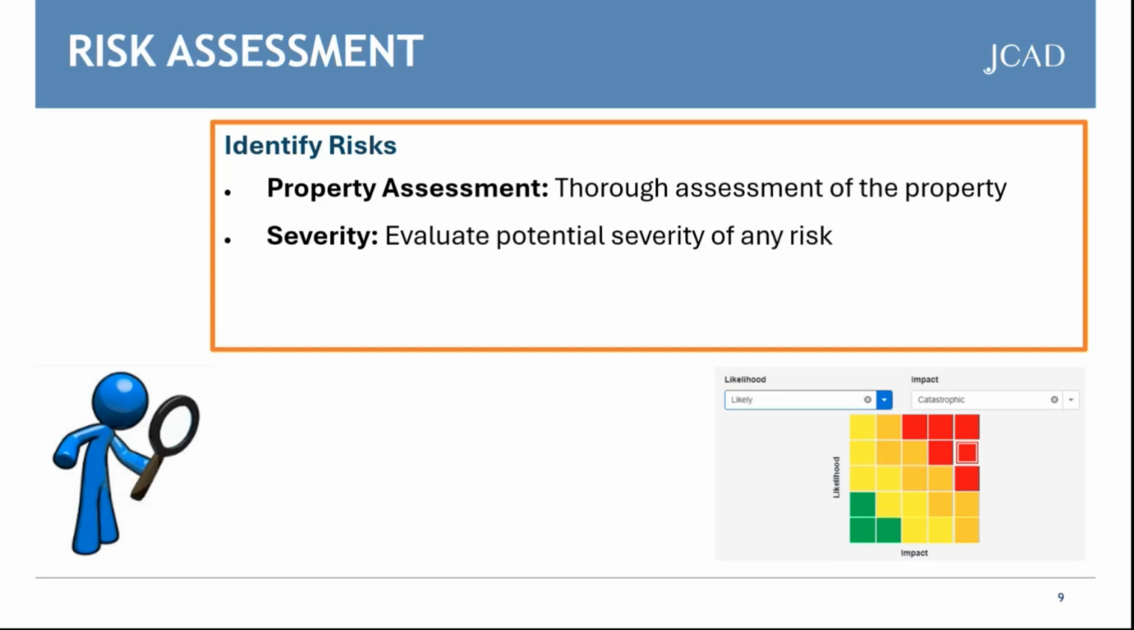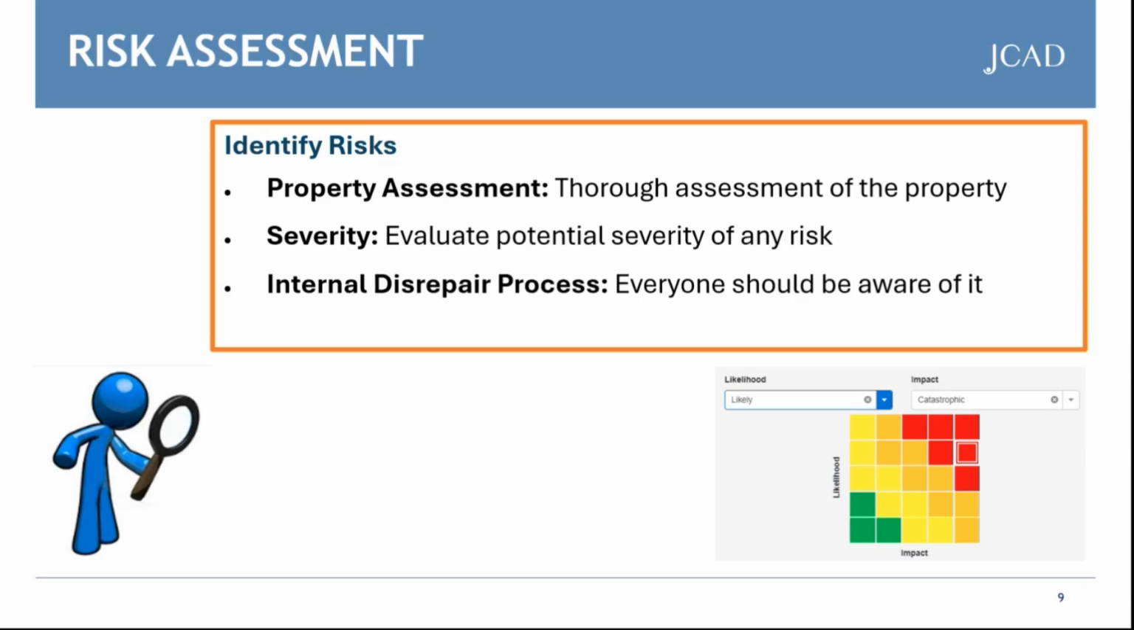You need to evaluate the potential severity of any risk, considering factors like the financial impact, the tenant safety, and the reputational damage that can be caused. And then you need to know your internal disrepair process. So everyone in your organisation needs to be aware of this.